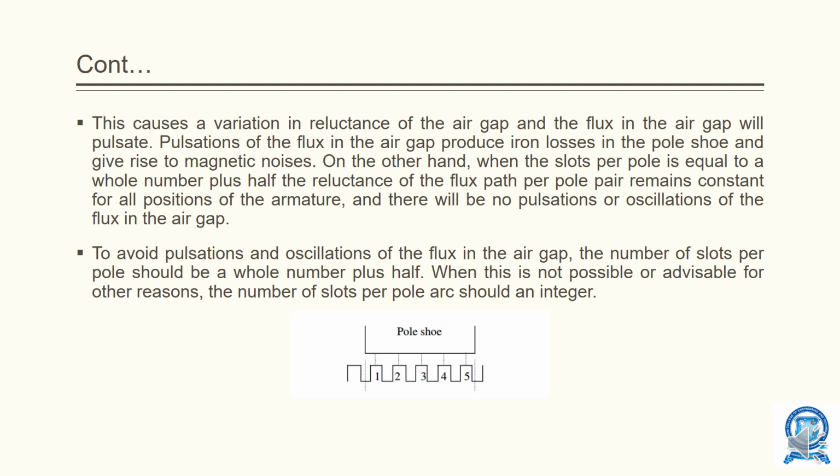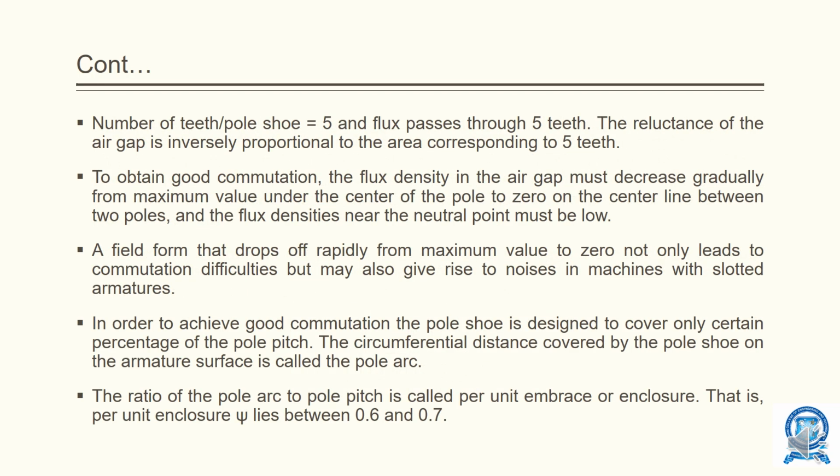On the other hand, when the number of slots per pole is not a whole number, the reluctance of the flux path per pole pair remains constant for all positions of the armature, and there will be no pulsations or oscillations of flux in the air gap. To avoid pulsations and oscillation of the flux in the air gap, the number of slots per pole should be a whole number plus one half. When this is not possible or advisable for other reasons, the number of slots per pole arc should be an integer. Number of teeth per pole shoe is equal to 5 and flux passes through 5 teeth. The reluctance of the air gap is inversely proportional to the area corresponding to 5 teeth.